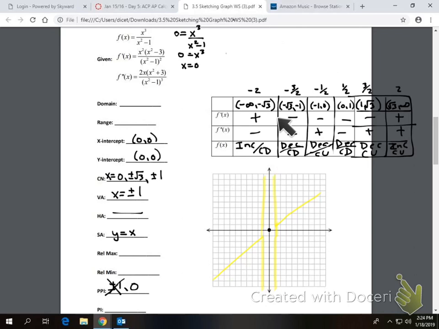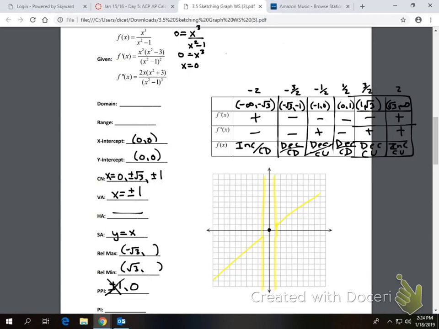Negative square root of 3. That's a what? Relative. It's a relative max, isn't it? You go from increasing to decreasing. So I have a relative max at negative square root of 3 comma something. We'll find this something here in a second, okay? And I have a relative min. I'm decreasing then increasing at square root of 3. So square root of 3 comma something.